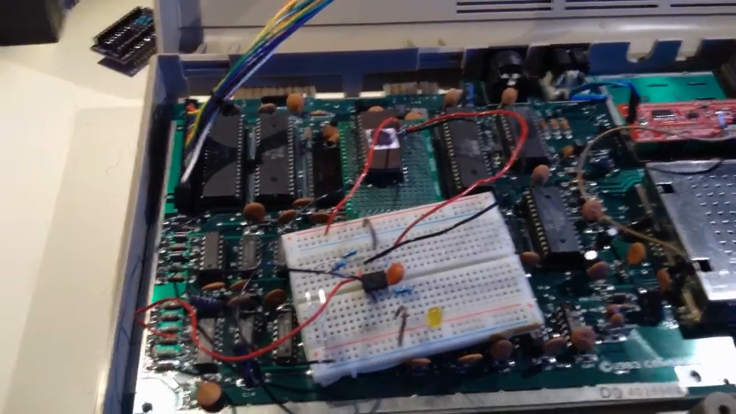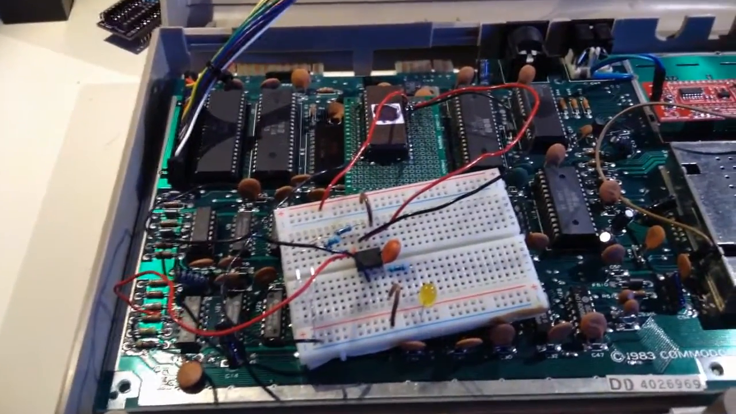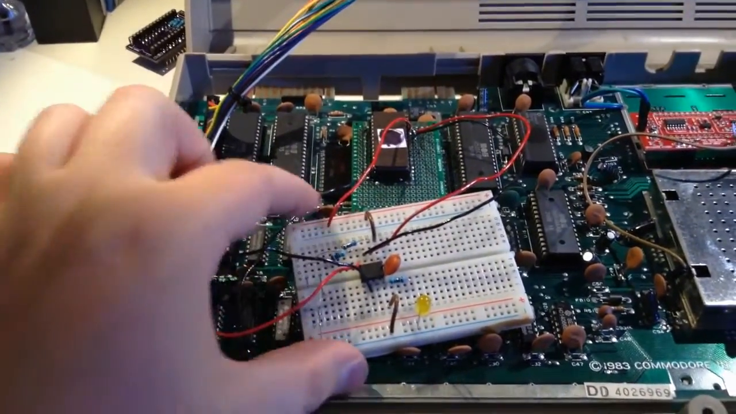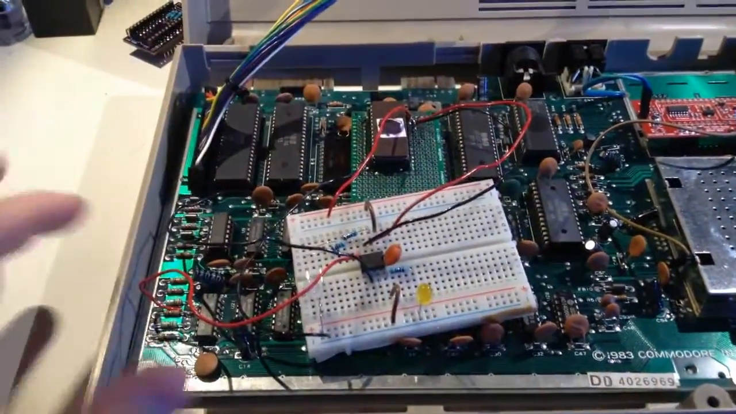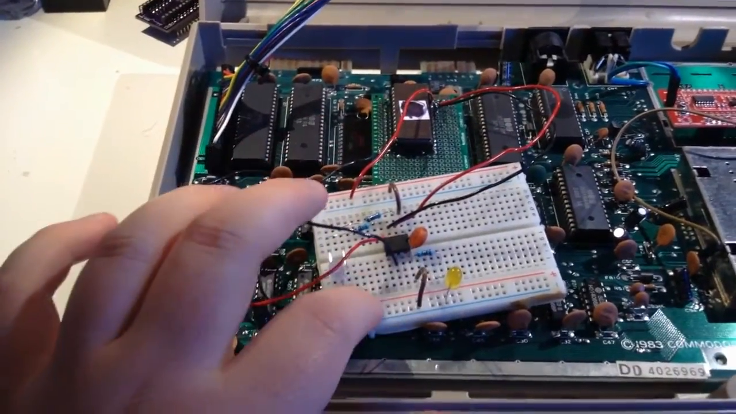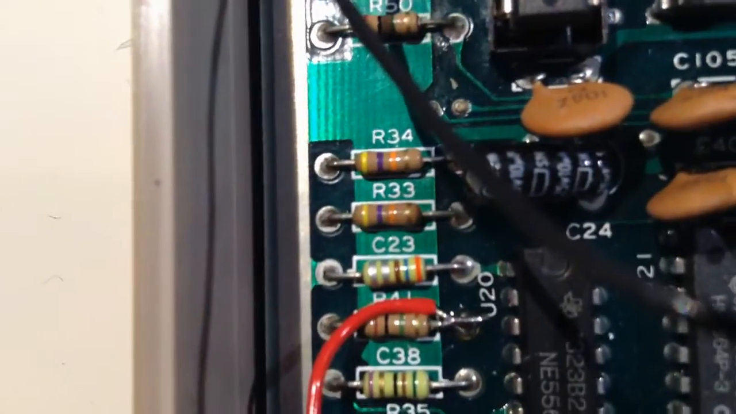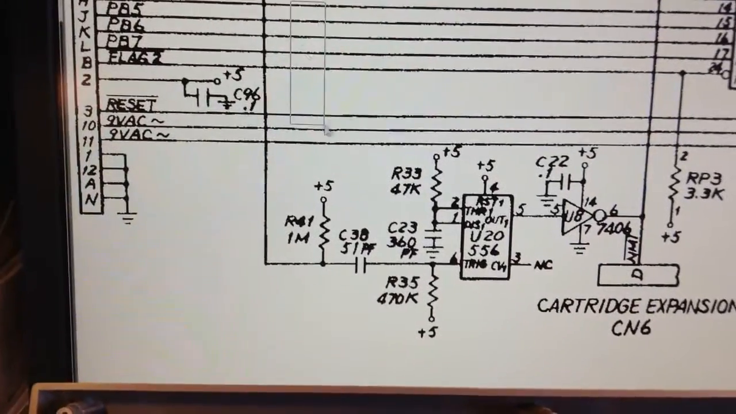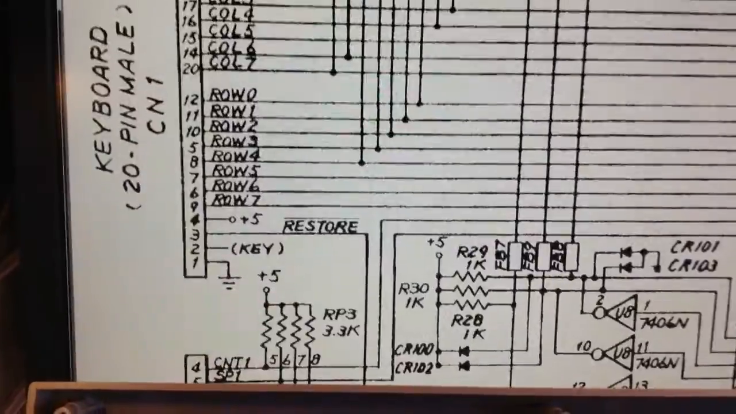I forgot to show you this. I have already soldered in this microcontroller only design. So I got rid of all the digital stuff, I had to test it, you know. So let's see. Under here, we have R41, 1 meg, so that's the restore. Yeah, so we have restore here, so you remember that, and then the reset up over here.